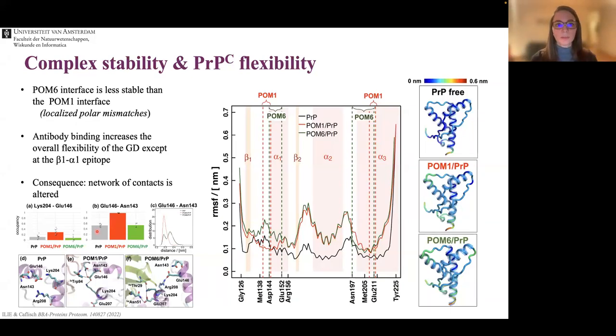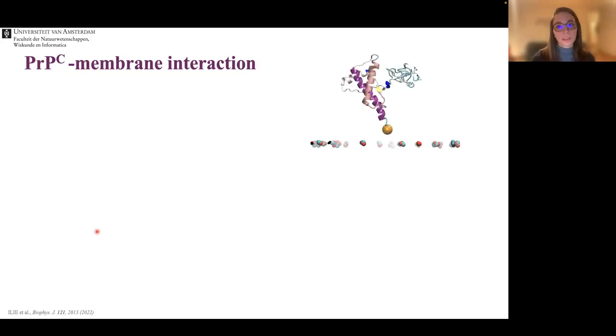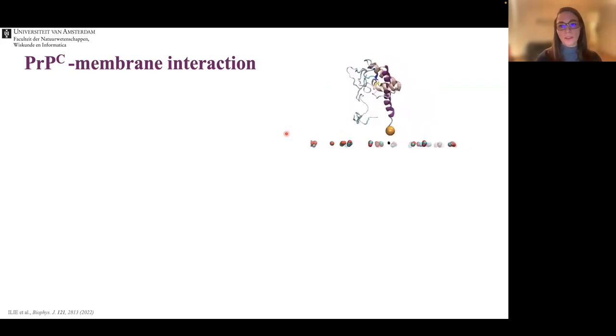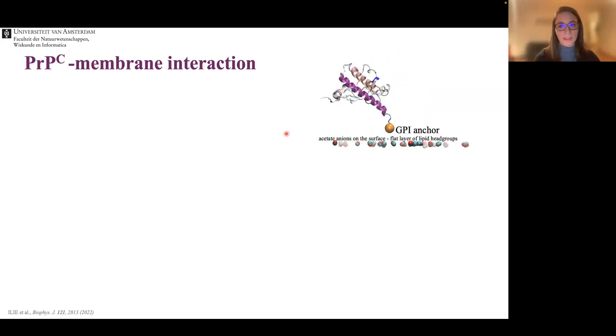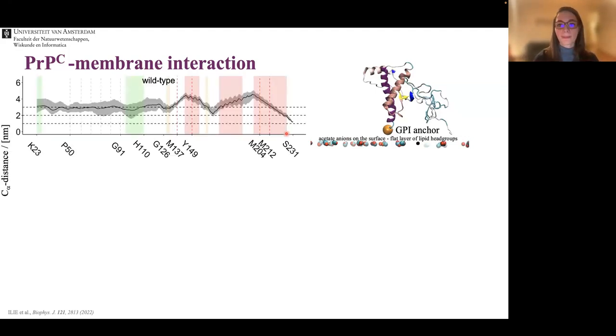Now further, we also looked at interactions with the membrane. For this, we attached the protein to a very coarse membrane. And this coarse membrane model is represented by acetate anions that are free to move on a surface. They are just a representation of the excess charge that arises from the lipid head groups.